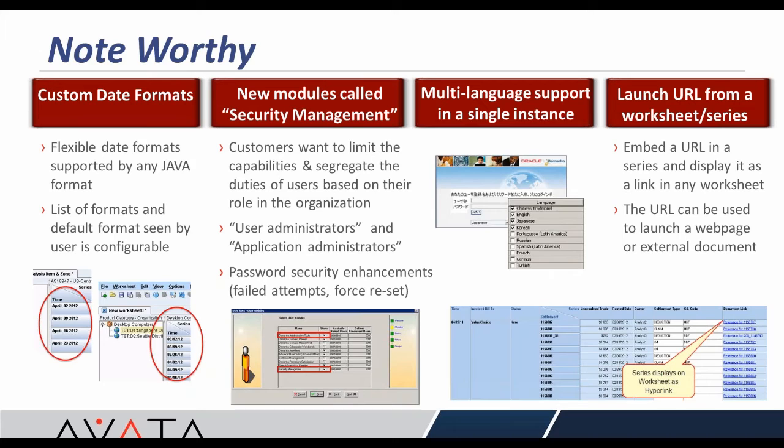Multi-language support, this is another big one. You can now, in a single global instance of Demantra, support multiple languages. And over the years, Oracle has added more and more languages. I believe they're up to 15 languages now, but don't quote me on that. So you could have a global instance where your U.S. users are looking at it in English. In China, the users are looking at it in simplified Mandarin.